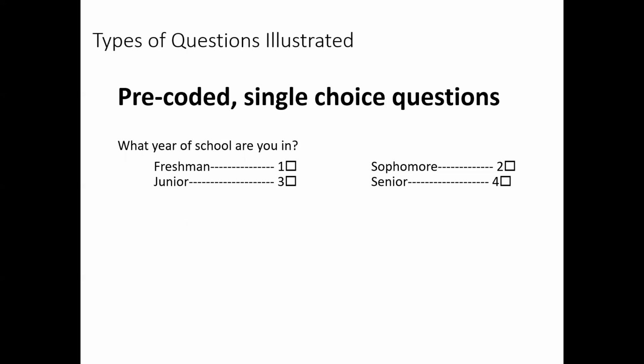So there are different types of questions. I'm just going to give you some examples here. Things like pre-coded questions or single choice questions. Think of these similar to multiple choice questions on a mastery test, where you are checking one of the boxes. Only one can be true, and you're picking that one that applies to you. Okay, so something like, what year are you in school?